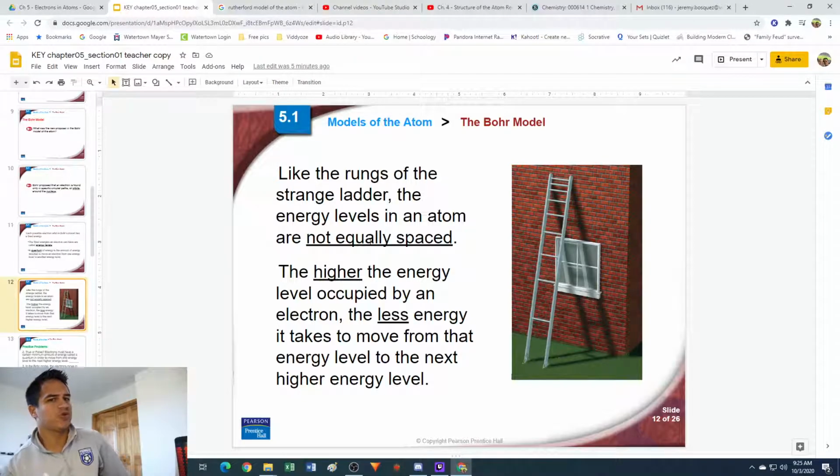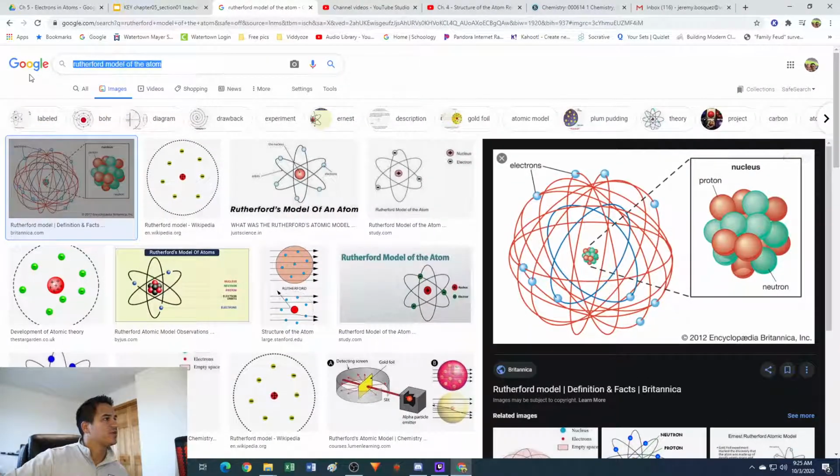So again, this is pretty radical, but it helped to explain what was going on. Now, this model basically looked something like this. Let me pull it up here.